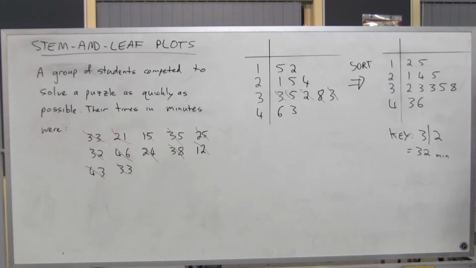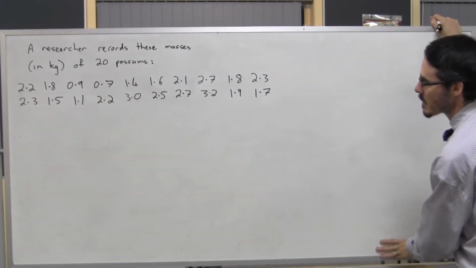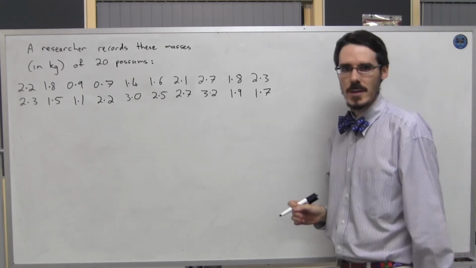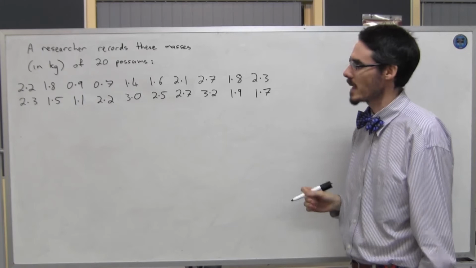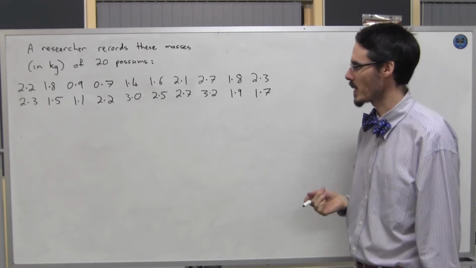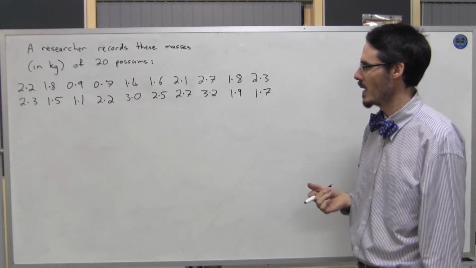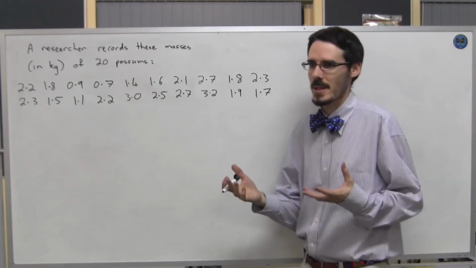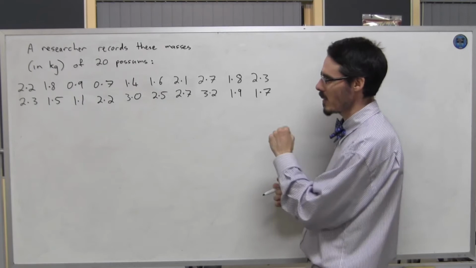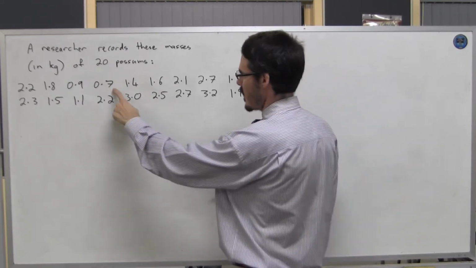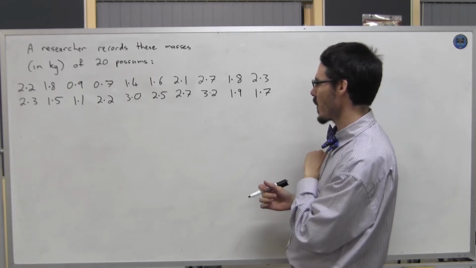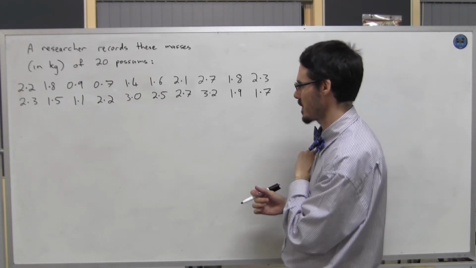Let me show you another example. A researcher records these masses in kilograms for 20 possums. Notice here, I haven't got 10s, 20s, 30s, 40s. This time I've got a whole lot of numbers between 0.7, I think, is the smallest, and 3 point something is the biggest.